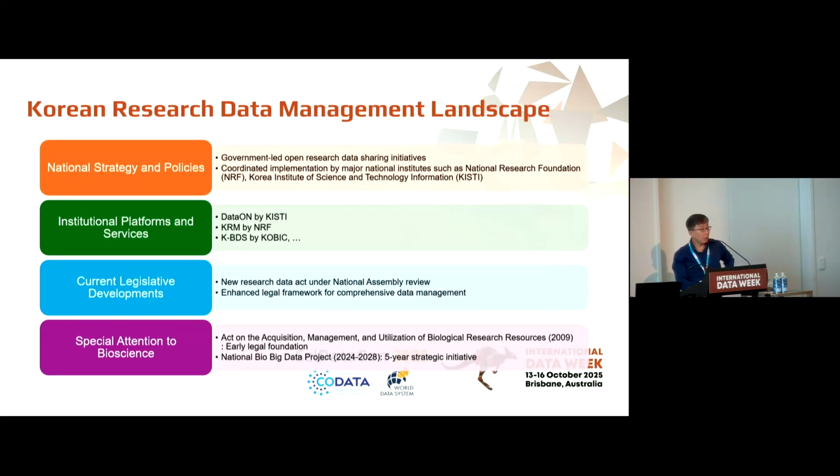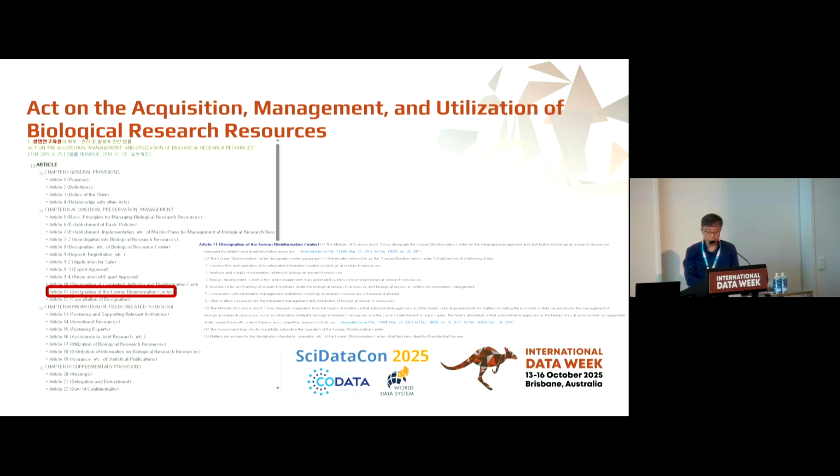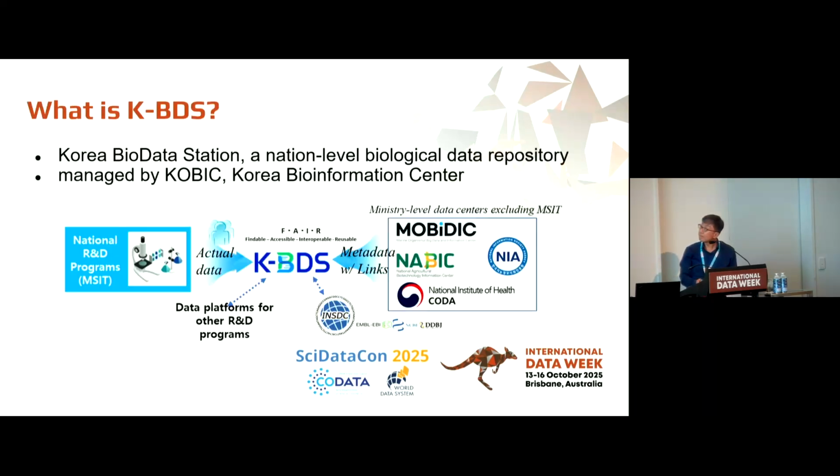Korea is gearing up its policy and platform initiatives in order to take advantage of research data availability. One of the results of these efforts is the Korea Biostation that I'm going to talk about. There is a statute from 2009 that sets the rules for collecting and using biological data for research. The Korea Bioinformation Center is mandated by law to collect data and manage platforms for data sharing. KBDS is a national biological data repository that gets research data from government-funded research projects, organizes it, and makes it available through its own platform. And it claims that it follows the FAIR principles.